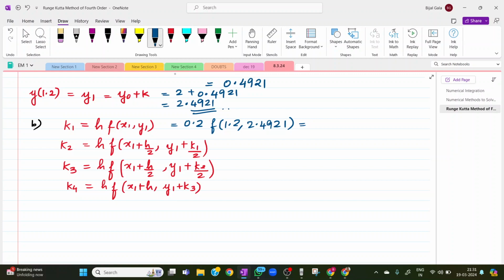0.5981. Yeah, that's correct. 0.5981. Next calculation. K2: 0.2 times f of 1.2 and y1, that is 2.4921 plus 0.5981 divided by 2. So first you'll have to simplify the division and then substitute in the formula.